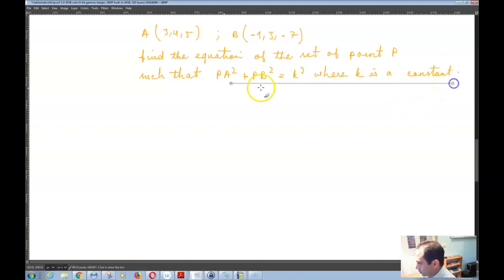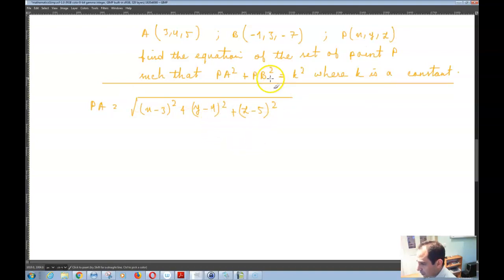Okay. So now in order to solve this problem, first, let's suppose that, for example, the point P is (x, y, z). Then PA would be equal to the square root of (x minus 3) whole squared plus (y minus 4) whole squared plus (z minus 5) whole squared.